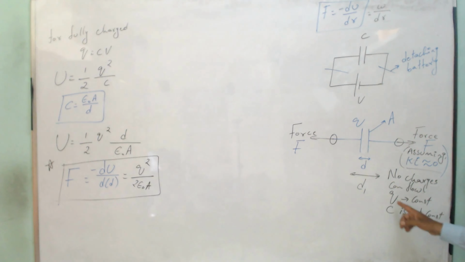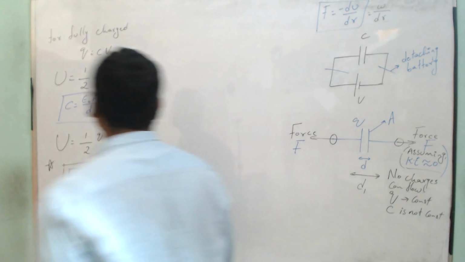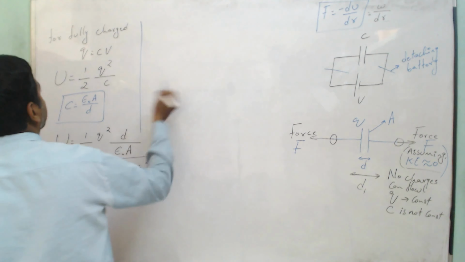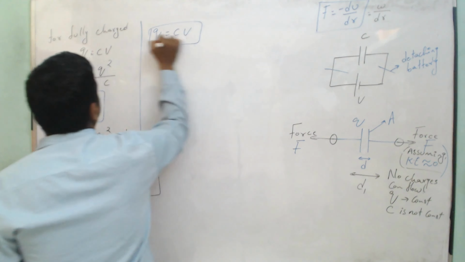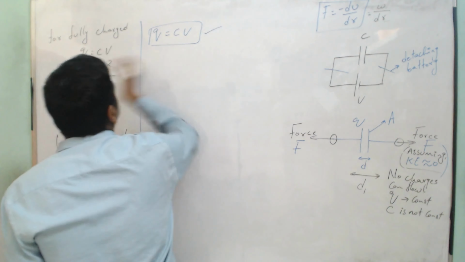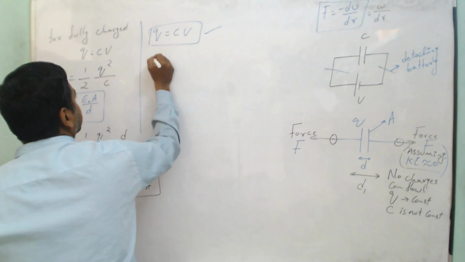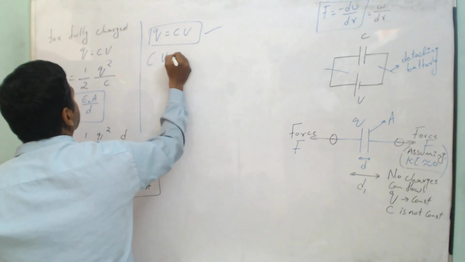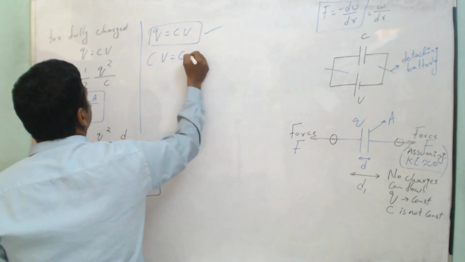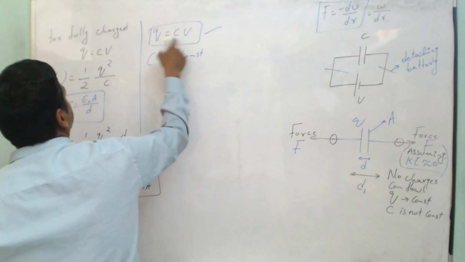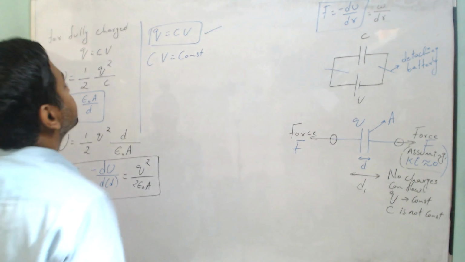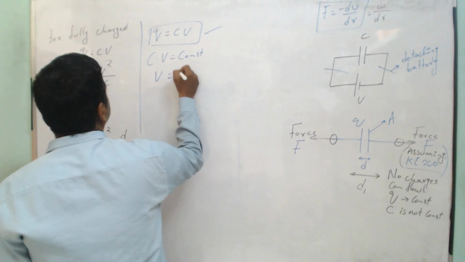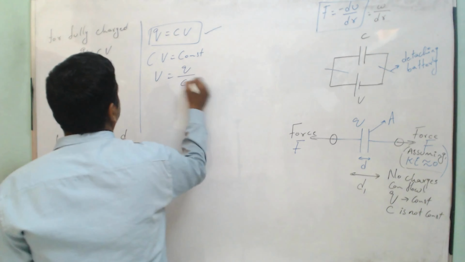Moving ahead, my charge will remain constant, but my capacitance is not constant because the distance is not constant. But I have to maintain the equation Q is equal to CV. Therefore, Q is a constant, but C into V is not a constant. Sorry, C into V is a constant, correct?